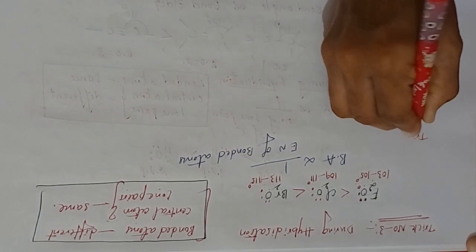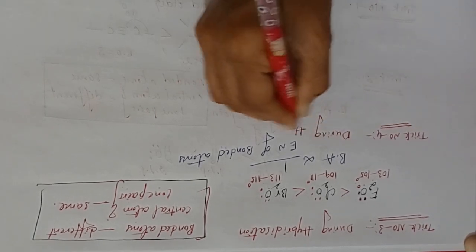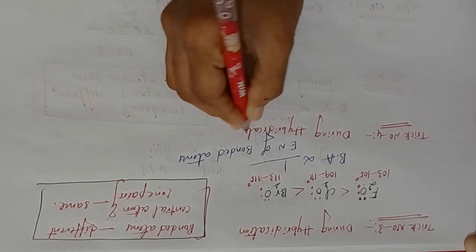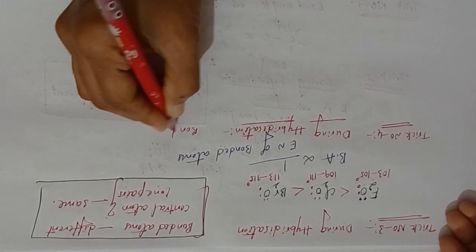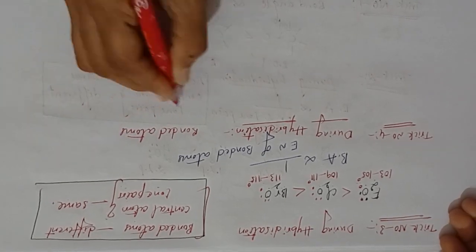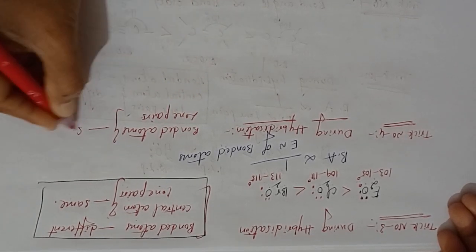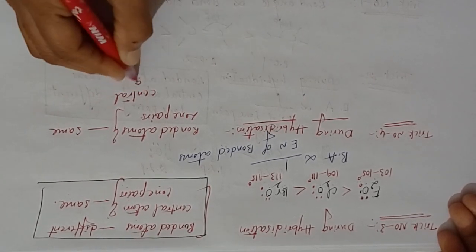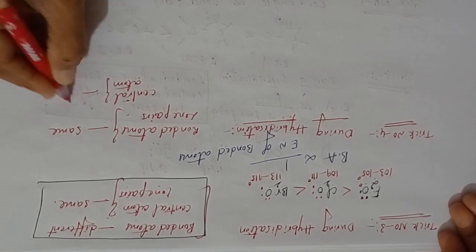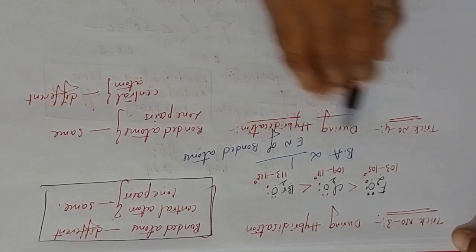Next, last, trick number 4. Now listen. During hybridization, bonded atoms and lone pairs, these two are same. Next, central atom is different. Clear? Central atom is different. So these boxes you have to practice, students, and next you have to follow the trick.